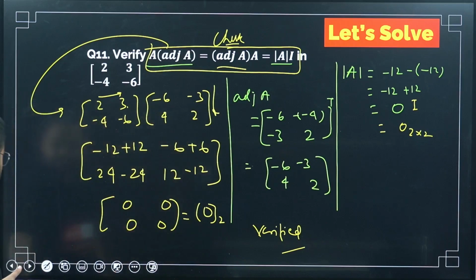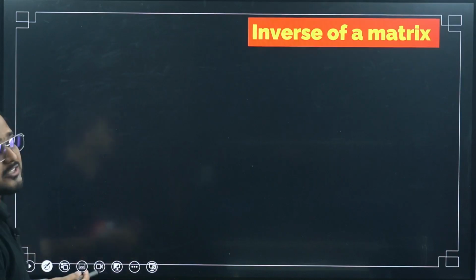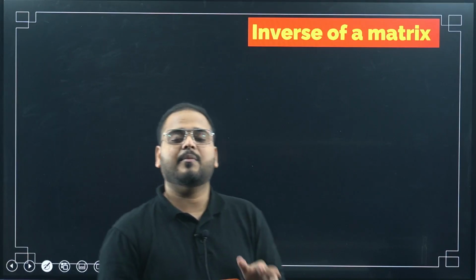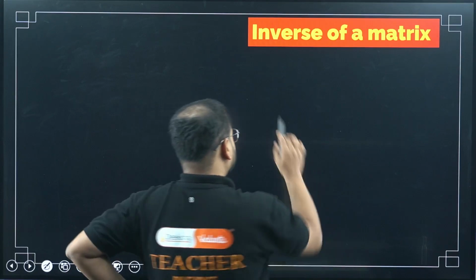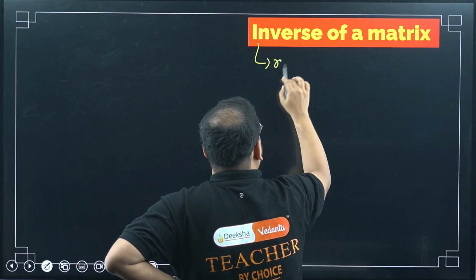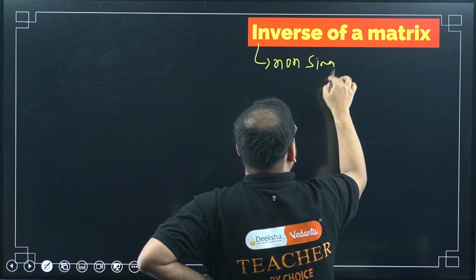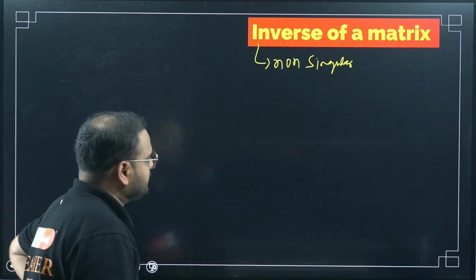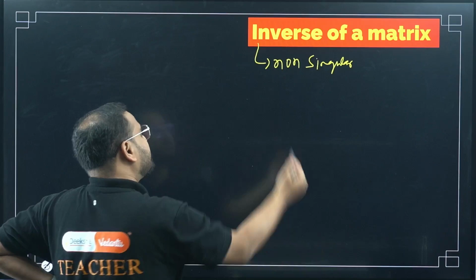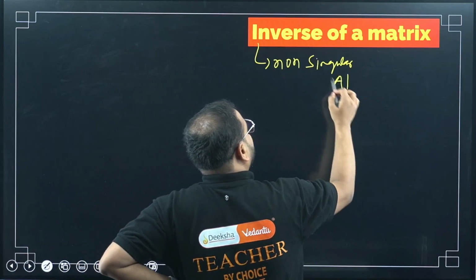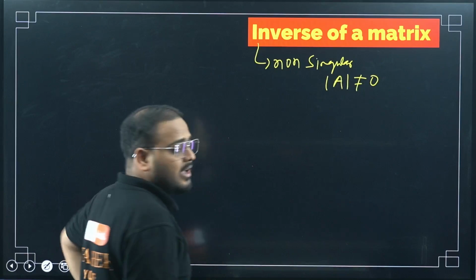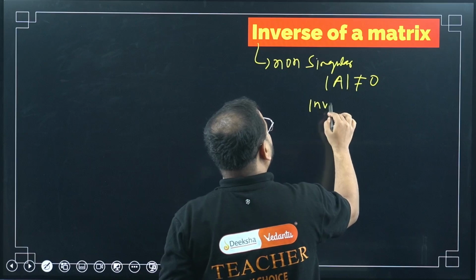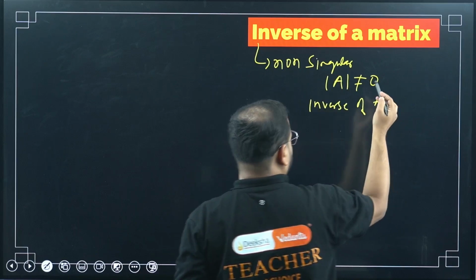Moving on. I hope this is visible. Inverse of a matrix. Now this is I think the last concept that we are dealing with. When can we say a matrix will have its inverse? First of all, it should be non-singular, bacha. This is very, very important. Why non-singular, sir? What's the meaning of non-singular? It means determinant of A cannot be equal to 0. Inverse will exist only when this condition is verified. So then we can say inverse of A exists.